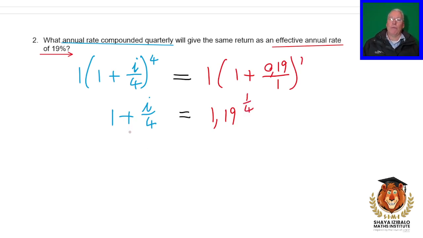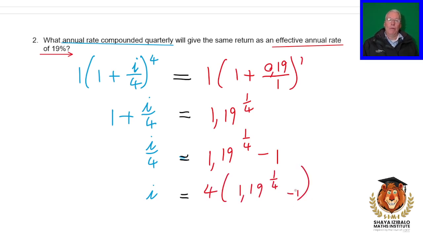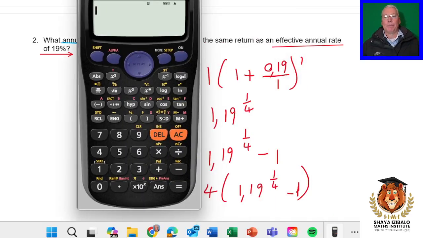Now we're going to subtract 1 from both sides. So we're going to get i over 4 is equal to 1,19 to the quarter minus 1. And the last thing we're going to do is multiply both sides by 4. Right, so our final answer is going to be 4 lots of 1,19 to the power of a quarter minus 1. And remember, this is going to be a nominal rate, and I'm expecting it to be less than 19%. Let's see what it comes to.